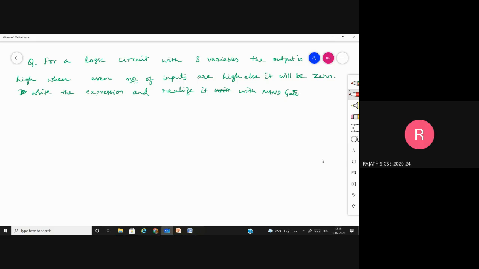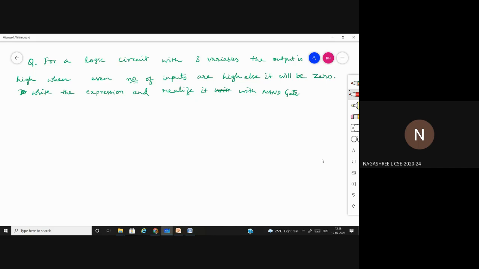Sir, is K-map simplification restricted to realize with NAND gates only, sir? No, NOR gate also you can do. I will just take a NAND gate realization. We can use NAND or NOR, both. Anybody understood this? It is easy. The problem is self-explanatory.